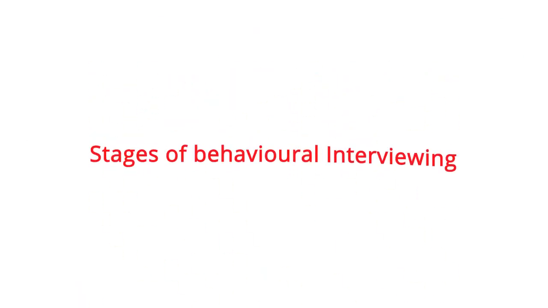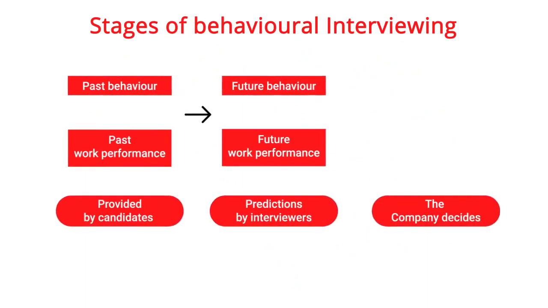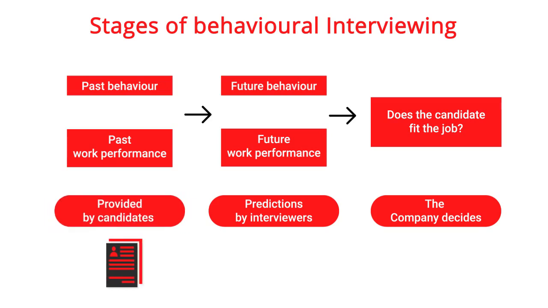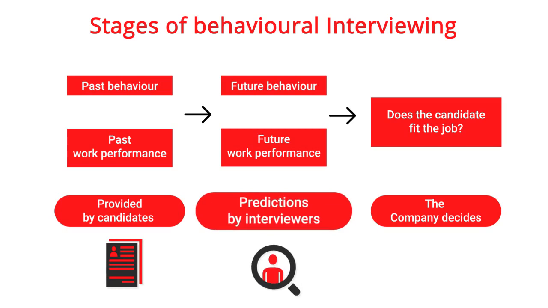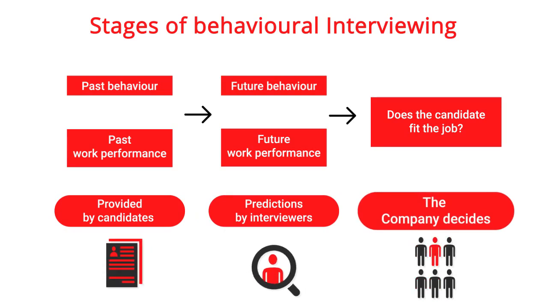Let's look at the stages of this behavioral interview. So, the first stage is the information provided by the candidate, and that is from their CV, all the information you need. They will have given it to you on their CV or on the application form they completed for you. The second stage is where the interviewer uses the information provided by the candidate to make predictions of their future work performance. And then the last stage is the decision-making stage by the company.